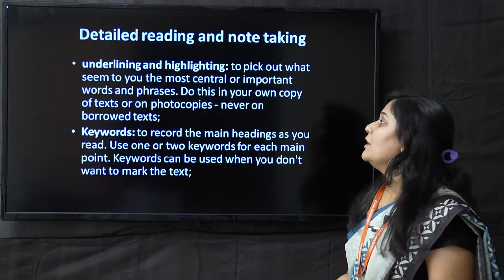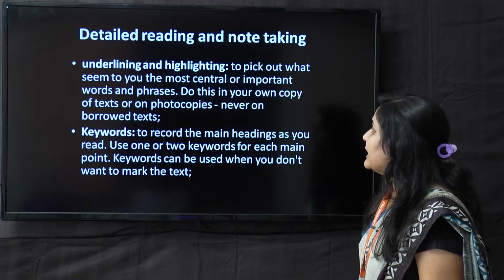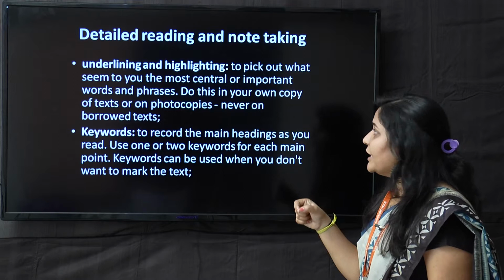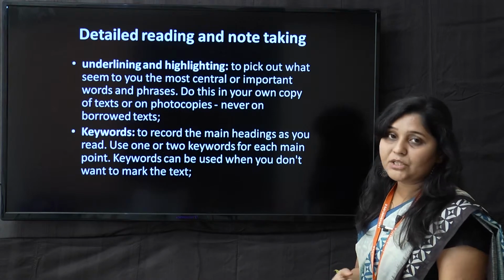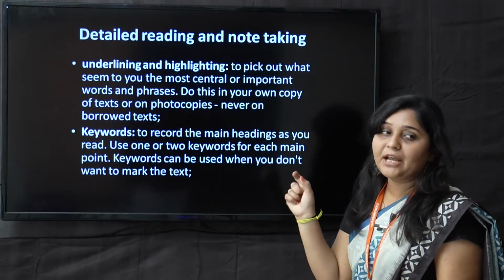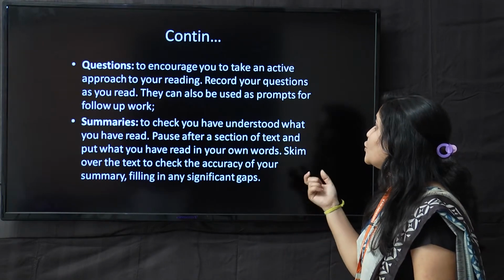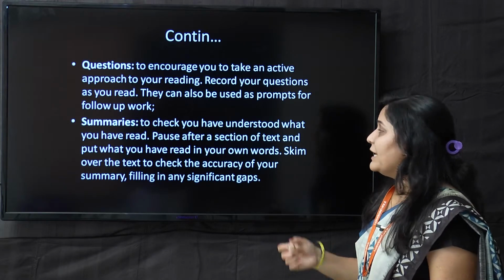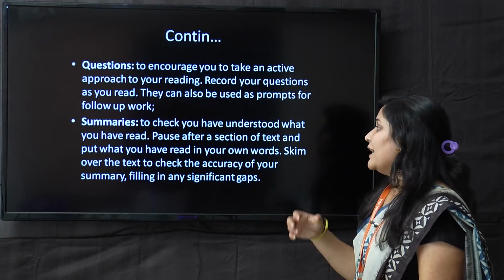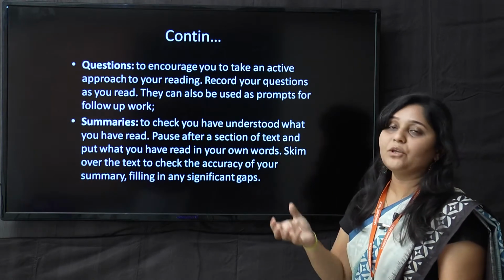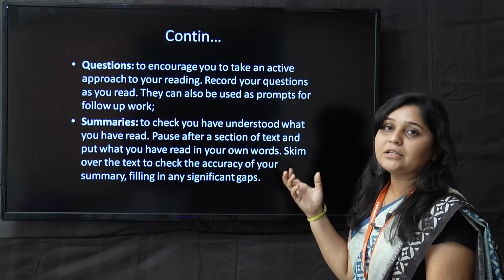Now let's go for detailed reading and note taking, which includes underlining and highlighting. In detailed reading, we highlight or underline the keywords. You have to notice the keywords, and questions. To encourage you to take an active approach to your reading, we ask questions. Summarizing means to check that you have understood what you have read. We have to summarize for ourselves what we have read, and whether it is understood or not.